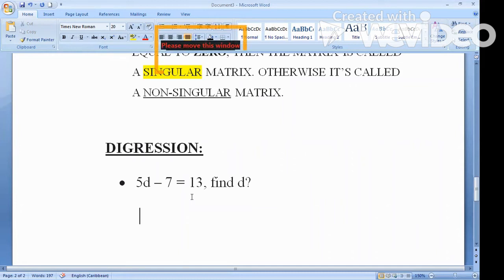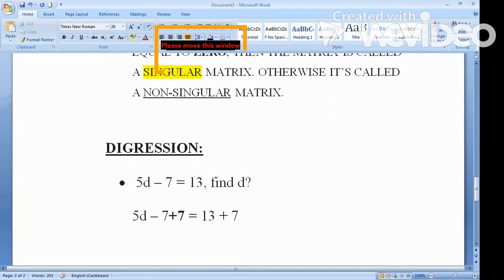But your train of thought is on the right path. You're not going to subtract 13. You want to get rid of the 7 on the left-hand side, so we're going to add 7 on the left-hand side. I understand what you're trying to say, but it's just the wrong thing. If you're going to add 7 on the left to 5d minus 7, we have to add it on the right as well.